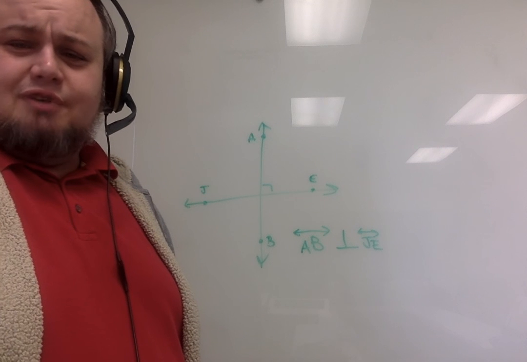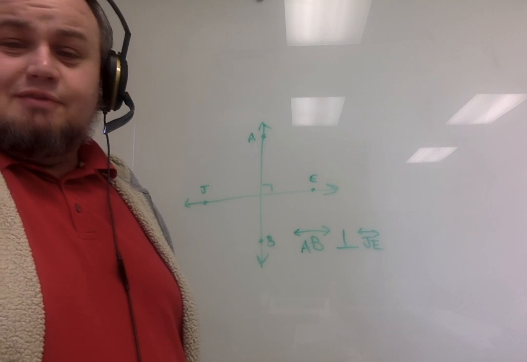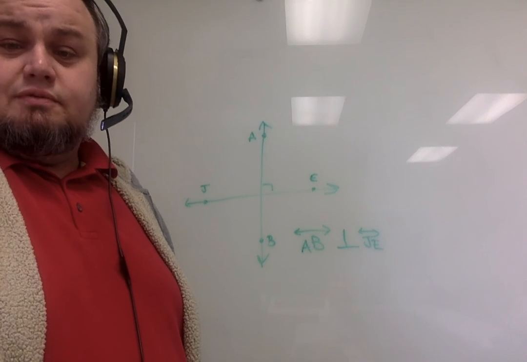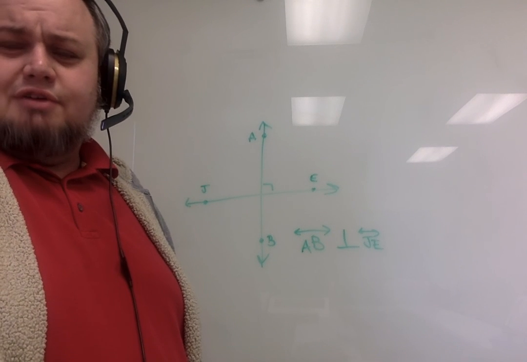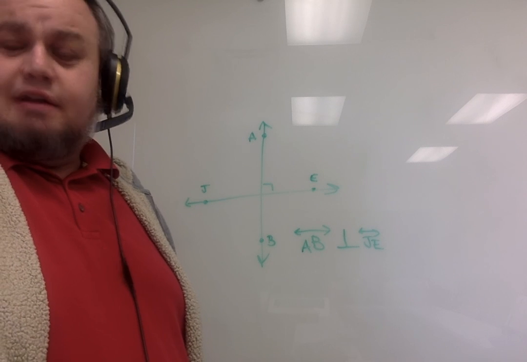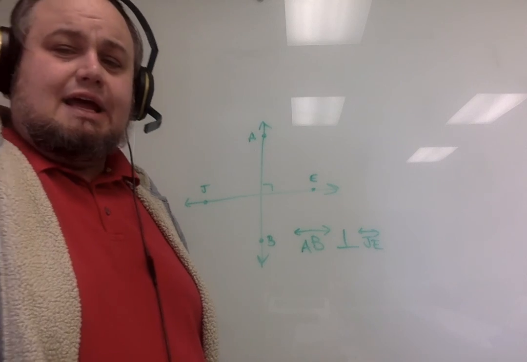So, that's it for our lesson today. We've talked about different types of line segments: parallel, perpendicular, skew, and we also talked about the symbols and the way to properly write them, and how to draw a line segment.